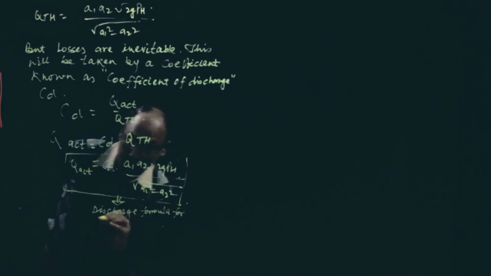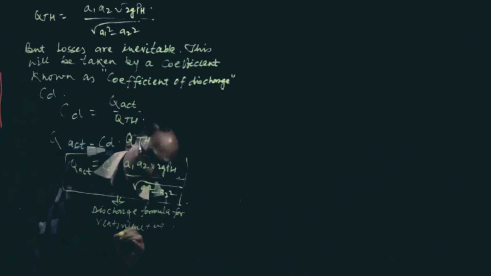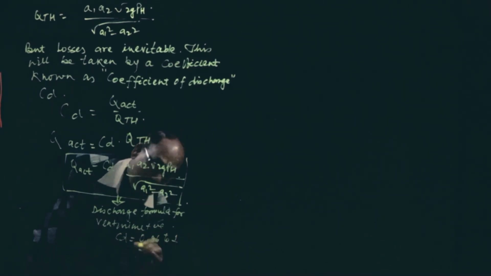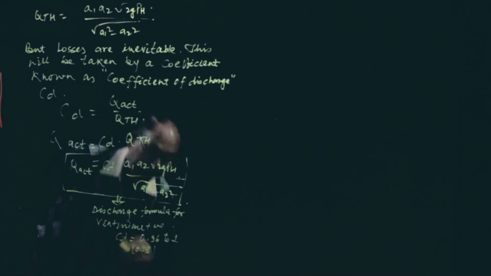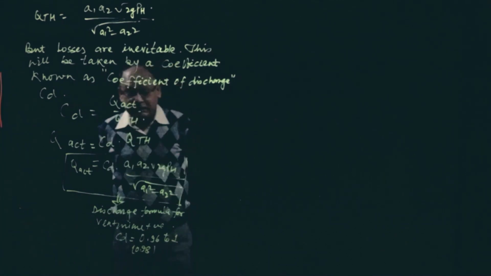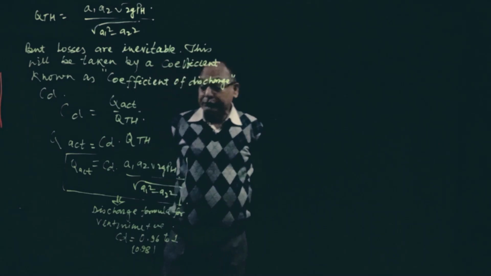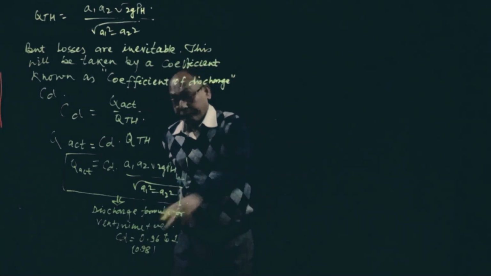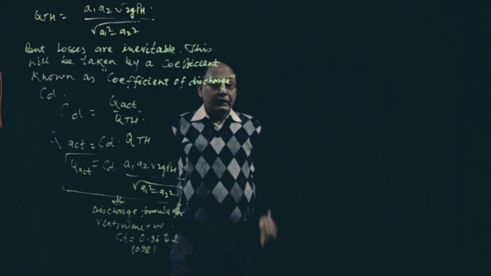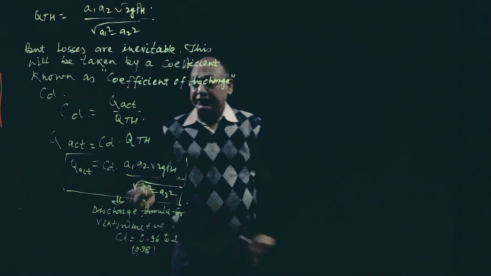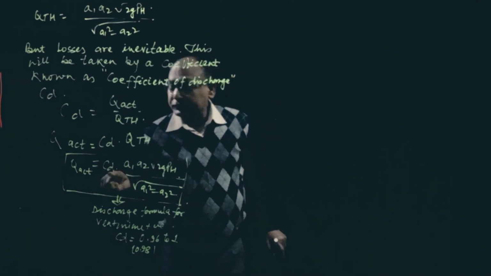CD can be taken as 0.96 to 1. Averagely you can take it as 0.98. That is the coefficient of discharge, and this coefficient of discharge will be given in your question. If it is not given, then we can assume it also. Now, as I told you, the area will be given at entry condition or throat condition, and the discharge coefficient will be given.